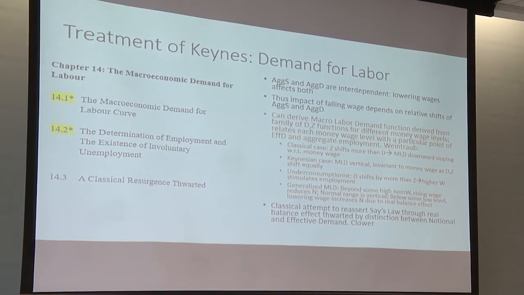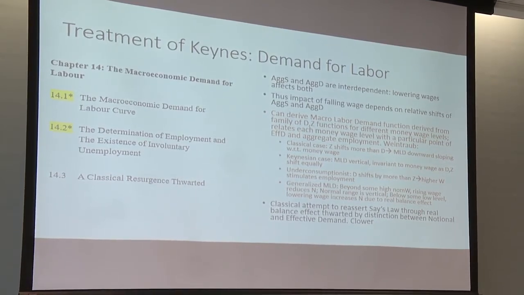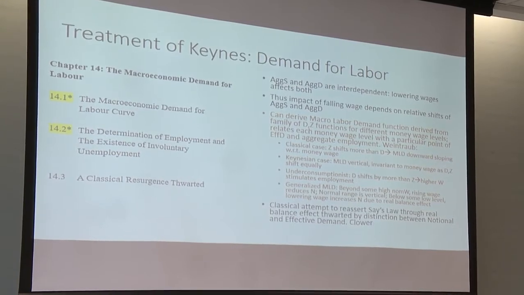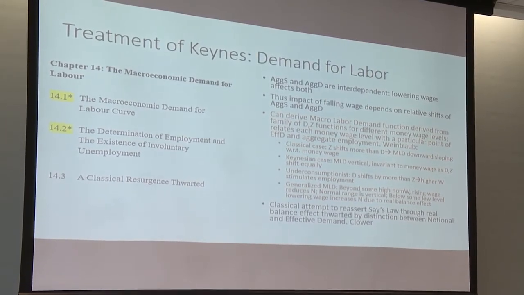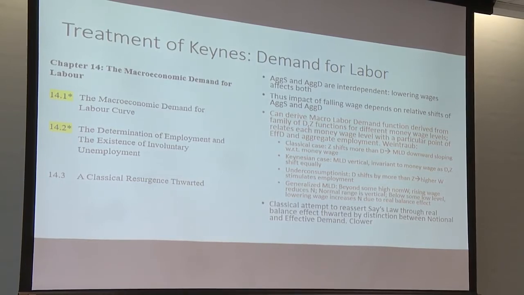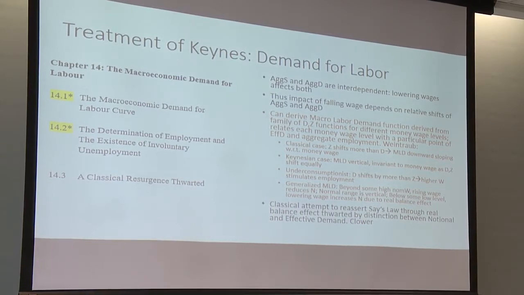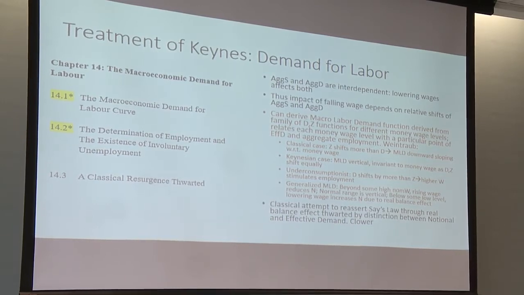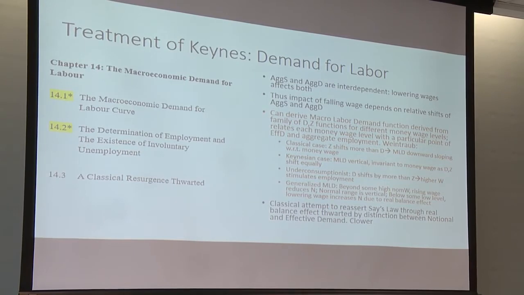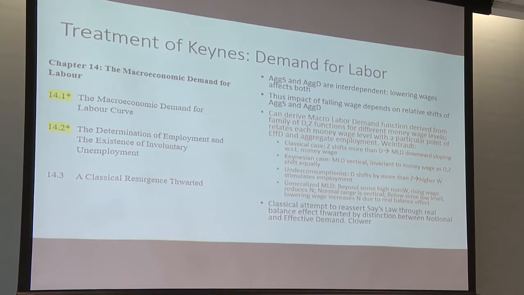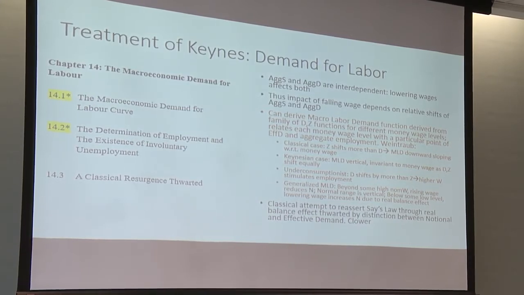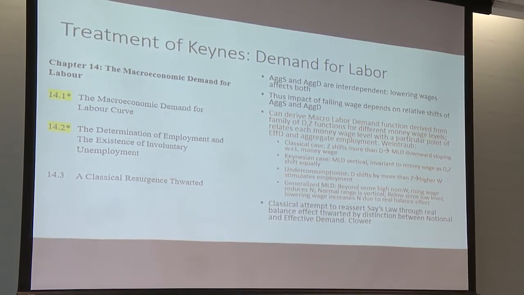You notice I have two of the sections highlighted in yellow and highlighted over here in red, because these are more technically difficult for undergraduates. It's based on Weintraub, and I know there are some people in the audience who probably are familiar with this. Because the two curves are independent, it's ambiguous what impact falling wages might have. You actually could get increased employment, reduced employment, or no change at all, depending on the slopes of the curves. So I'm not going to go through all of that.